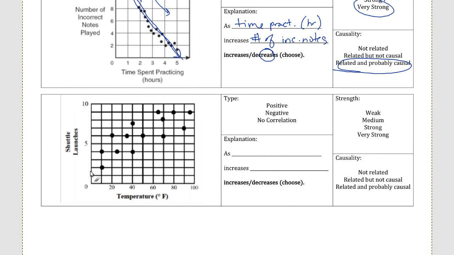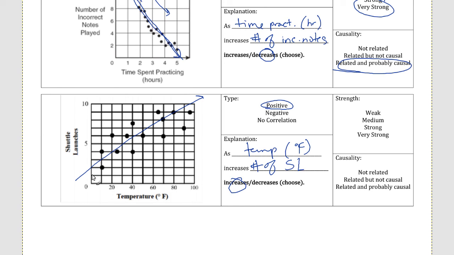All right, one more. I'm going to try to draw a line in the middle of these. Remember, in the middle somewhere. Remember, even though this wasn't perfect here, I was aiming to get to the middle. So as temperature increases, shuttle launches increase. So positive. So as temperature, which is in degrees Fahrenheit, increases, the number of shuttle launches also increases.